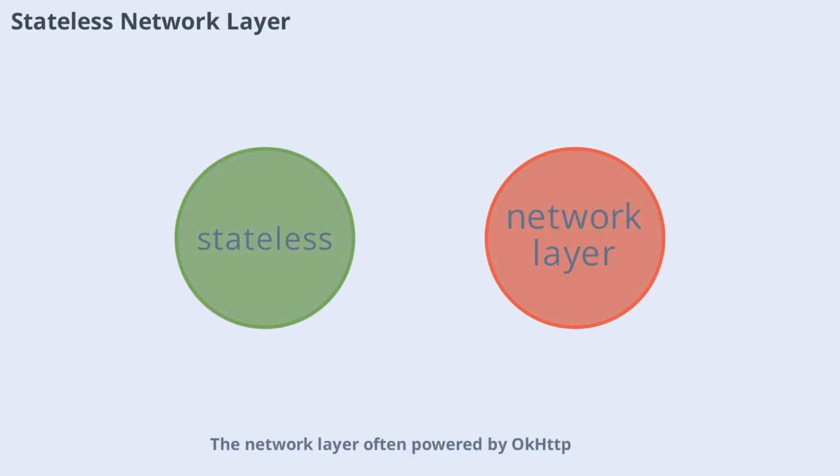The network layer, often powered by OkHttp, should act purely as a transport mechanism. It doesn't store session information or handle token refresh logic. By keeping this layer stateless, we reduce complexity and make it easier to scale the app. The network simply sends and receives data, while session management is handled elsewhere. This separation of concerns is a core principle of scalable architecture.